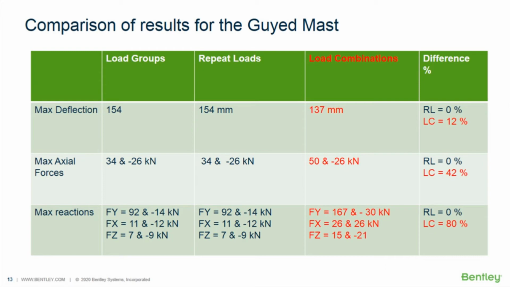But see the same model, when I analyze it as load combinations, you can see the results are changing drastically. Absolutely wrong results. You can see the maximum deflection, the difference in results is 12%. The maximum axial force difference in results is 42%. And the support reactions difference in results is 80%.